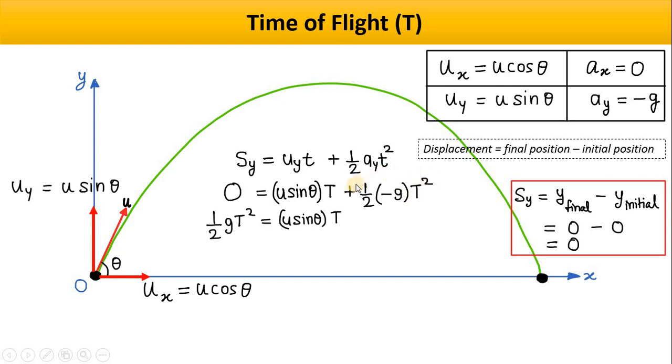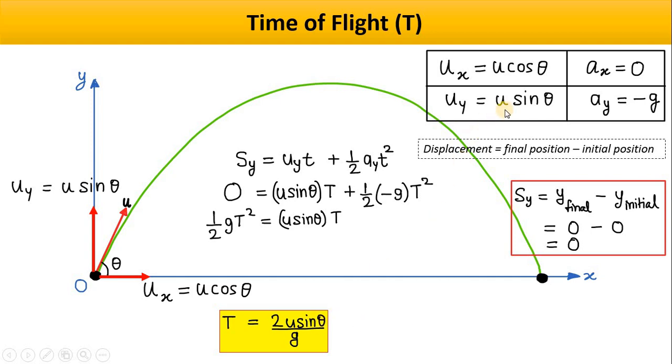So bring this minus half gt square term on the left side. Half gt square is equal to u sin theta into t. Now this t and this t square can be cancelled. So this t is gone and only one t remains on this side. And after simplifying, we'll get the answer T is equal to 2u sin theta by g. This 2 gets multiplied here, 2u sin theta, and g comes below in the denominator. So the time of flight formula is 2u sin theta by g.